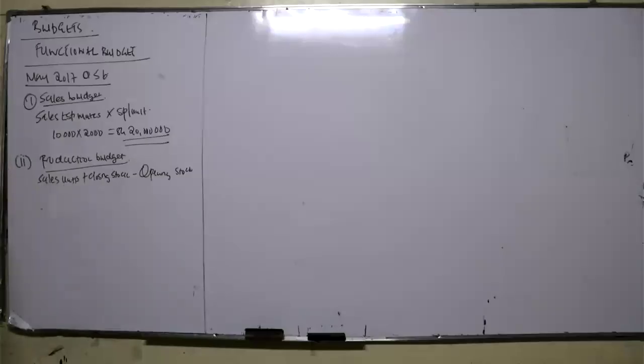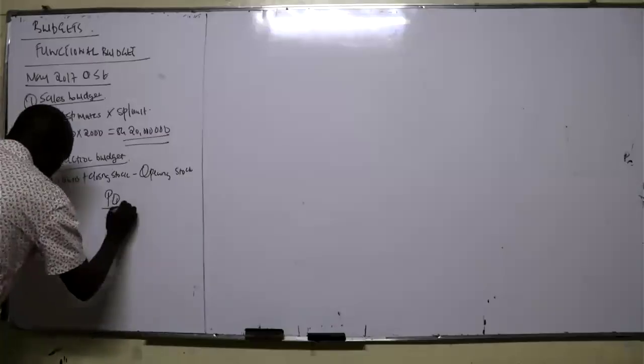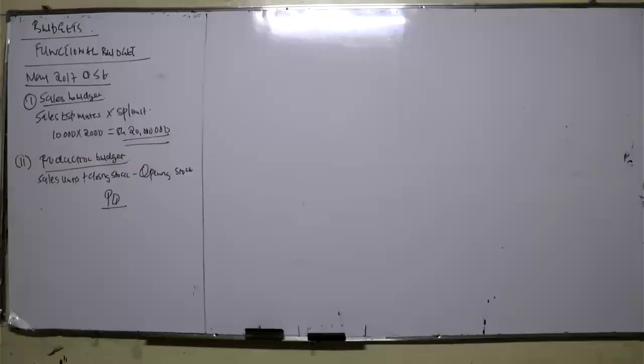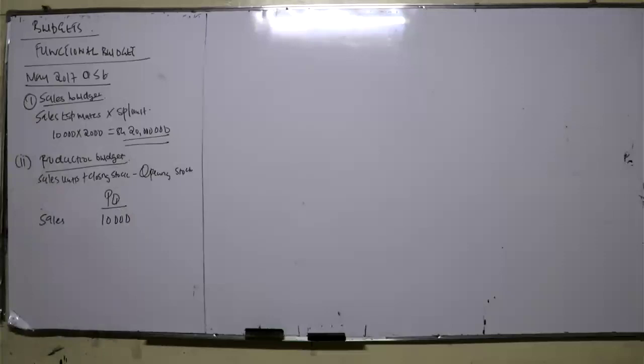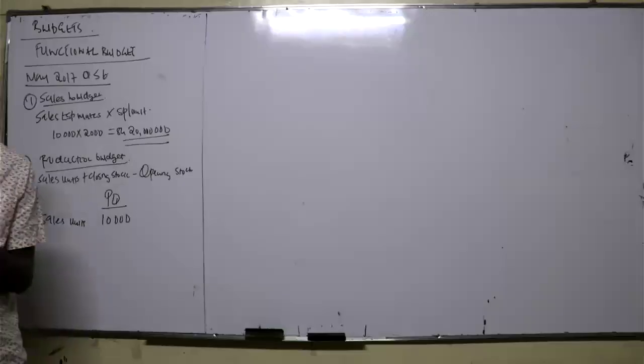So here they are only producing one product, and the name of the product they produce is called PQ. PQ, isn't it? So they estimate to sell how many units? 10,000 units. Are we together? That is the sales units. And then what is the closing stock?